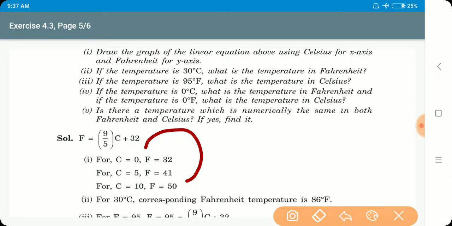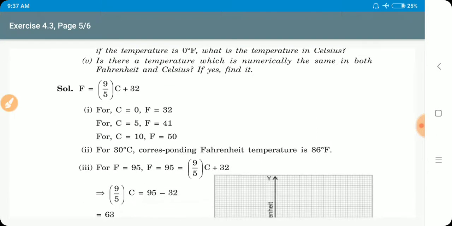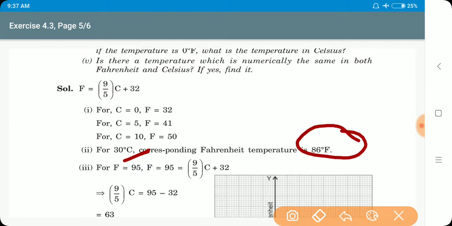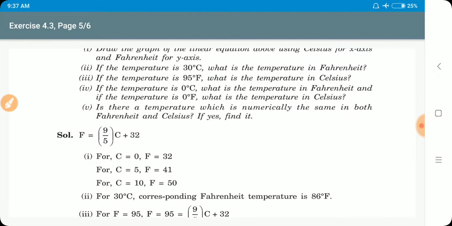If the temperature is 30 Celsius, what is the temperature in Fahrenheit? Simple. You have to put the value 30 for Celsius, then you will get 86 Fahrenheit. Okay, you will solve it. Now the third sum says, if the temperature is 95 Fahrenheit, what is it in Celsius? Put the value 95 for Fahrenheit, and you can easily get the temperature in Celsius by solving the equation.